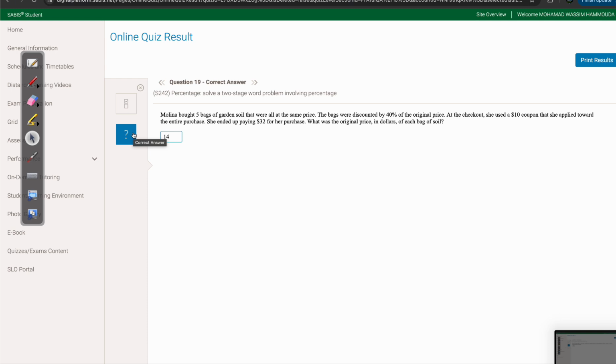So look, we need to find the total cost before the coupon, right? So what we're going to do is 32 plus 10, which is equal to 42. So this is how much she paid before the coupon. Since they want the original price, we're going to need to get rid of all of these bonuses, as you can see, that made it cheaper. So we now need to find the discounted price per bag. She bought 5 bags, so we're going to do 42 over 5, which is equal to 8.4.